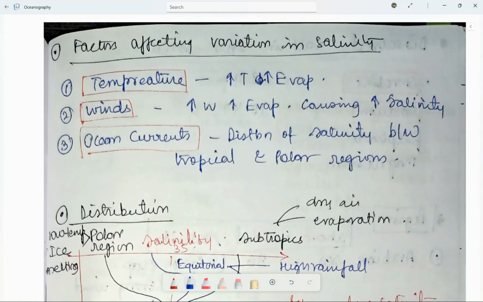Next comes the factors which affect the salinity. First being temperature. If the temperature is very high, the evaporation process will be faster and it will lead to an increase in salinity in the water. Number two, winds. If the winds are strong, it will lead to high evaporation, causing increased salinity. Third being oceanic currents. The distribution of salinity between the tropical and polar regions also impacts the salinity of the oceans.